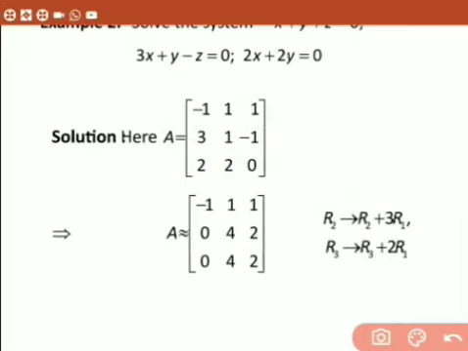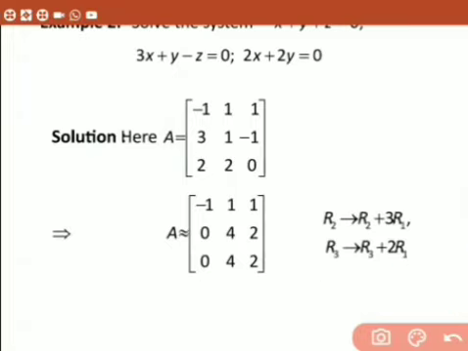Similarly, the third row we are also changing here. Third row is third row plus 2 times the first row. That is, third row is 2 plus 2 times the first row, which is minus 1. 2 minus 2 is equal to 0, you will get 0.